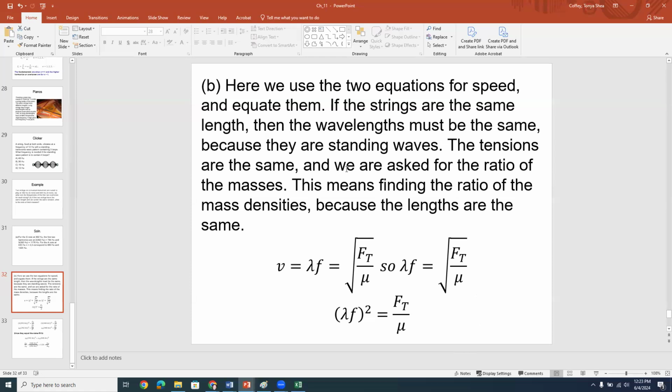And then we're asked to find the ratio of the masses, which means we're going to find the ratio of the mass densities, and that will be the same as the ratio of the masses because the lengths are the same, and mu is the mass per unit length, where L is the same. Okay, so let's go through that logic and that math.